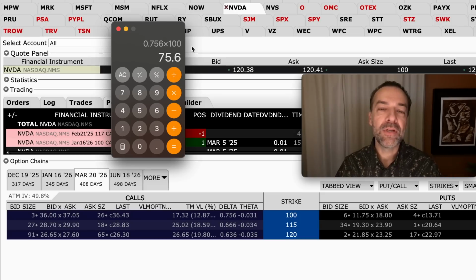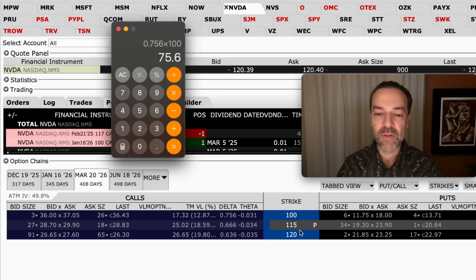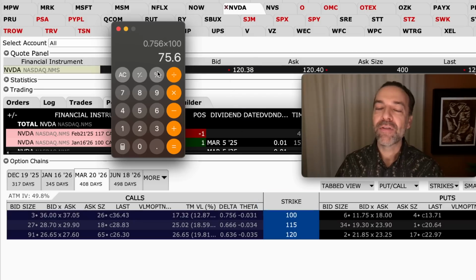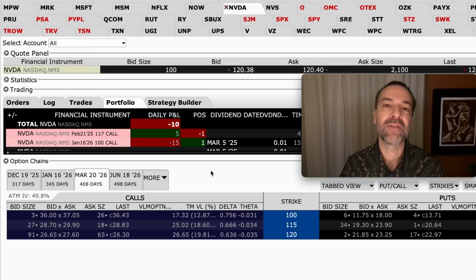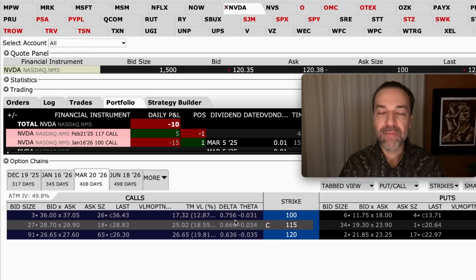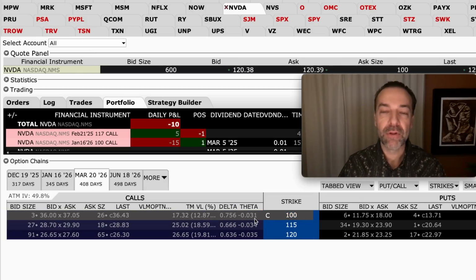If we do the math, since the LEAPS call option controls 100 shares of stock, the value of one contract of this $100 strike price call option should go up by about $75.60 for the next dollar that NVIDIA goes up. Now, that's not set in stone, but it's an approximation. There are other factors that go into the value of an option, but those are the two main ones I like to consider when I'm trading LEAPS options. Keep in mind those numbers: 0.756 for delta and 0.031 for theta.